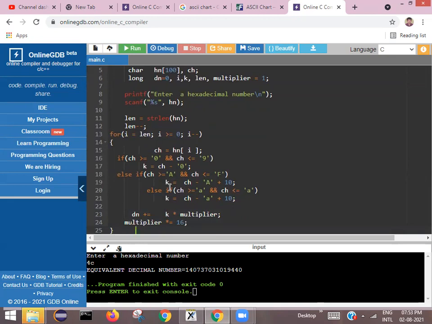Dn plus is equal to k into multiplier. Multiplier star is equal to 16. Yes. Multiplier initialized to 0. Yes. Multiplier initialized to 0. No, no. We are not taking powers. We are directly taking those numbers 1, 16, 256.